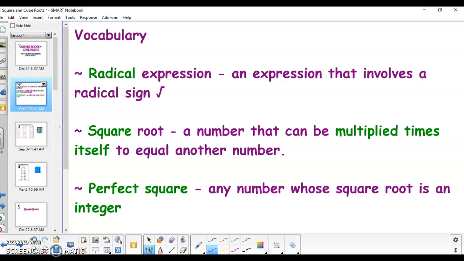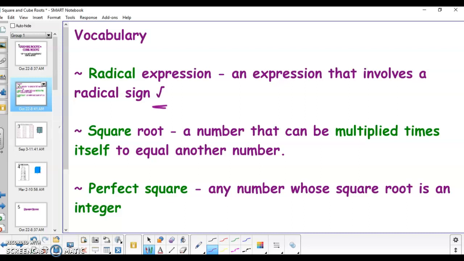A radical expression is an expression that involves a radical sign, which is this. Another name for that radical sign is a square root sign. Keep in mind, they're radical expressions because they do not involve equal signs. Equal signs deal with equations. Right now, we're just looking at expressions.